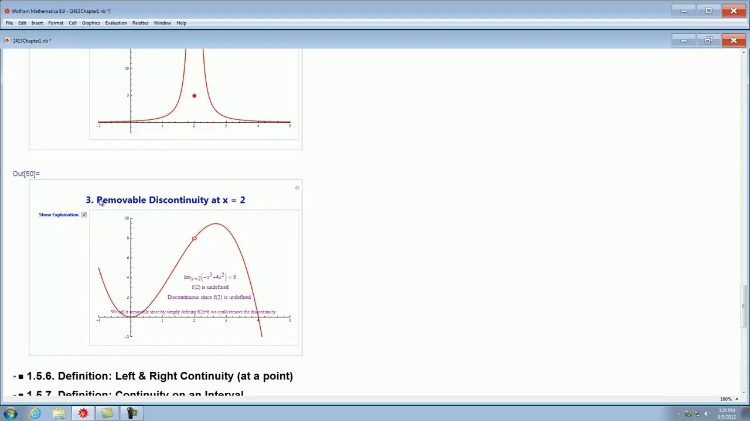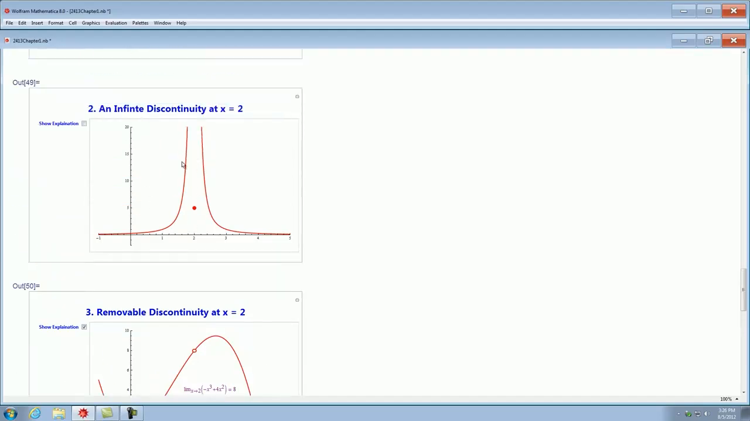We call it removable because it would be very easy for us to remove this discontinuity, to make it continuous. All we would have to do is fill that hole in with the value of 8. So we just needed to define the function to be 8 at 2. If we did that, then we would remove this discontinuity.